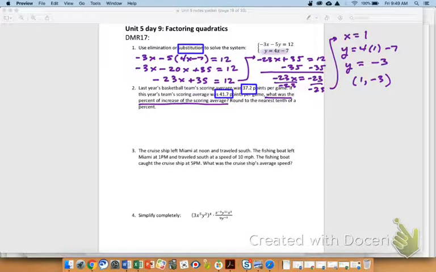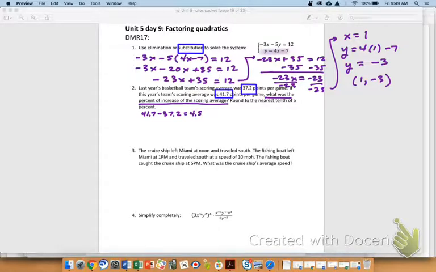So my first step is to find out by how many points per game their scoring average went up. I would do this by subtraction. So I would just do 41.7 minus 37.2, and that equals 4.5. So that's how many points per game their scoring average went up.